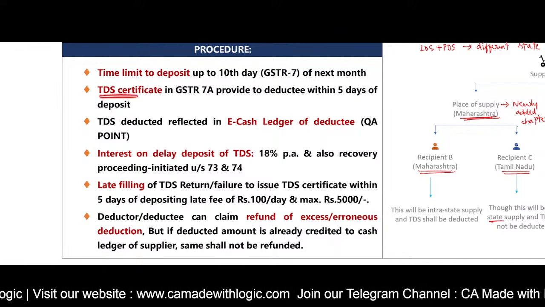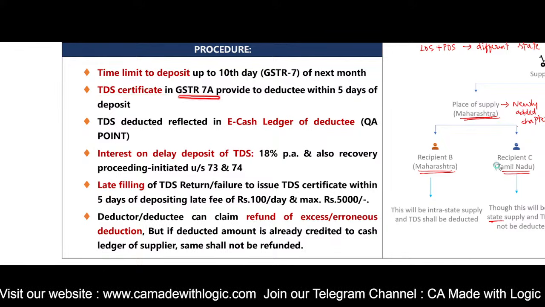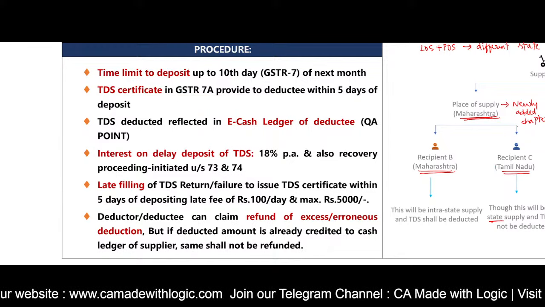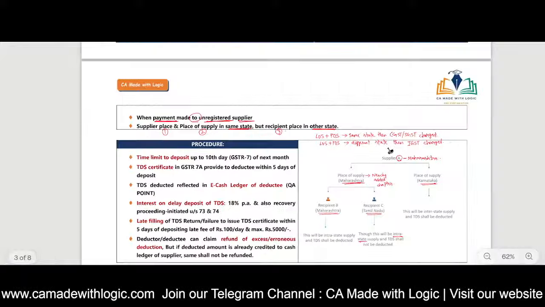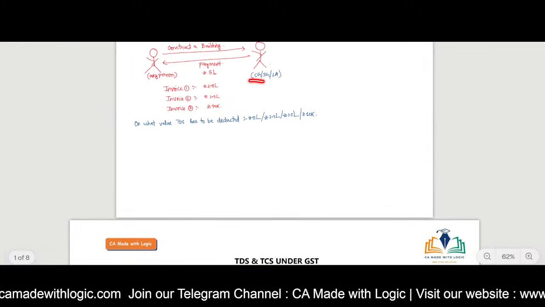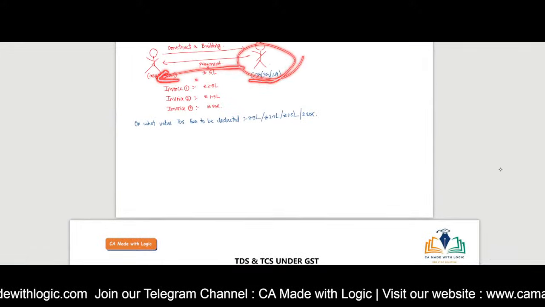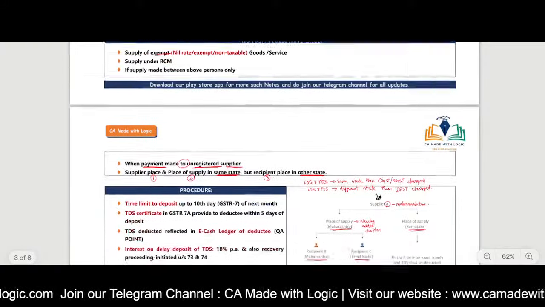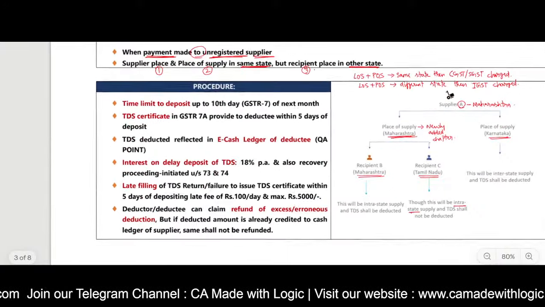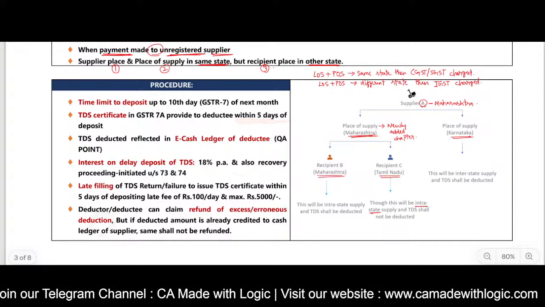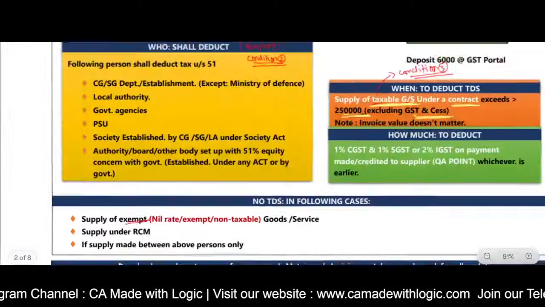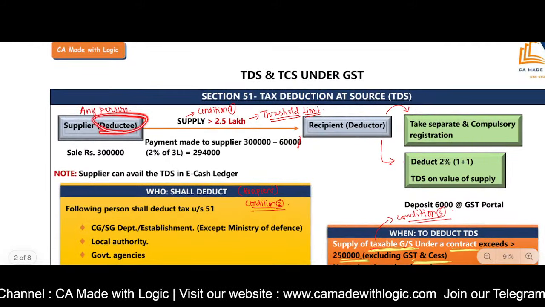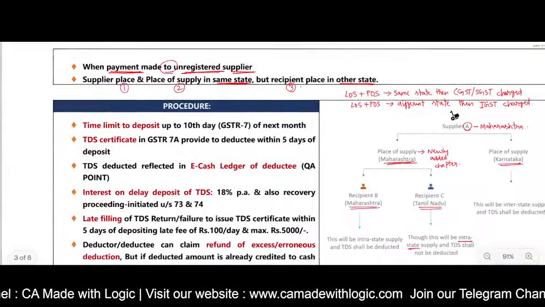Okay, then comes a TDS certificate. The recipient has to give the TDS certificate to the supplier. Okay, so in our case, who has to give? This person has to give the TDS certificate in GSTR 7A to the supplier within 5 days of deposit. Okay, within 5 days they have to give it to the supplier. The supplier is the deductee, and the recipient is the deductor.